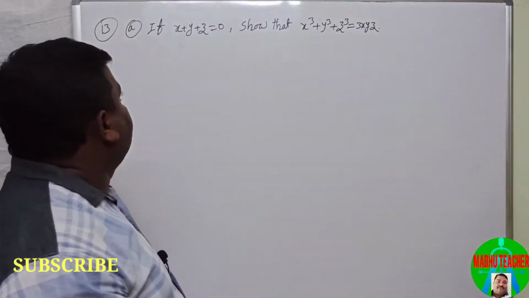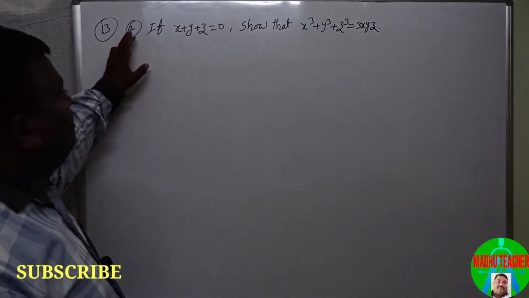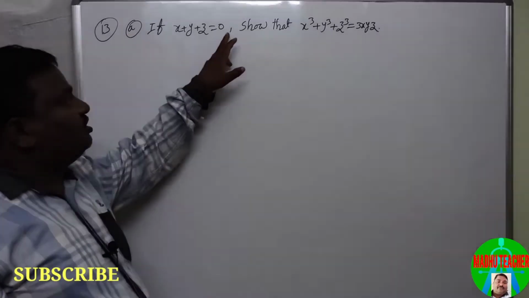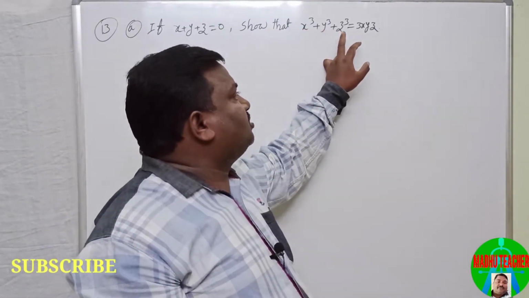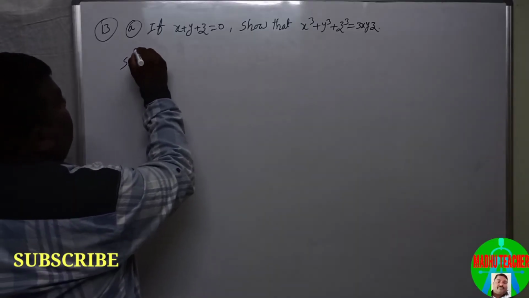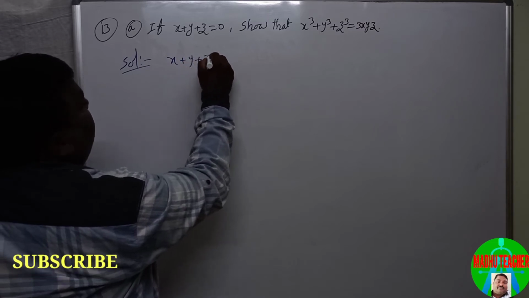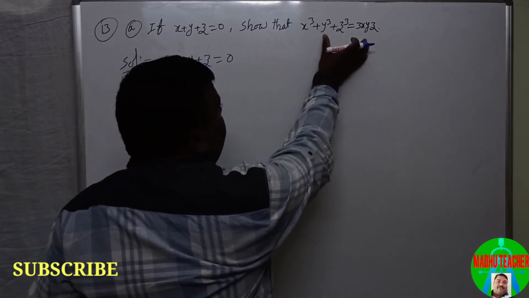The 13th one: in the 13th problem we have two problems. The first one is, if x plus y plus z equal 0, show that x cube plus y cube plus z cube equal to 3xyz. So what is given? x plus y plus z equal to 0. By using this you have to show this.